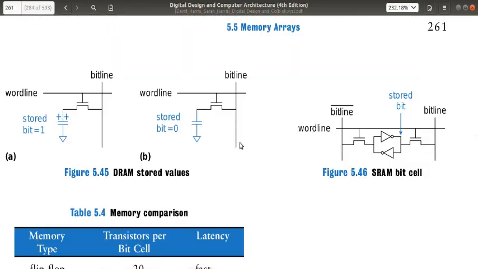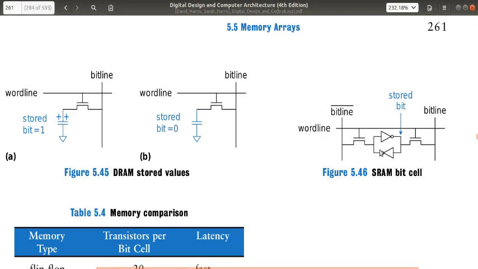This is a comparison between the internal structure of a single bit of storage using DRAM and SRAM. The structure of a dynamic RAM is a MOSFET connected to a capacitor. That is it. It is very simple. And depending on the charge being stored in the capacitor, the value will be either 1 or 0.